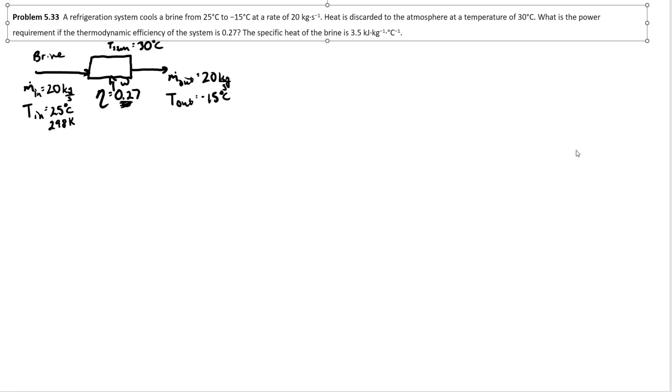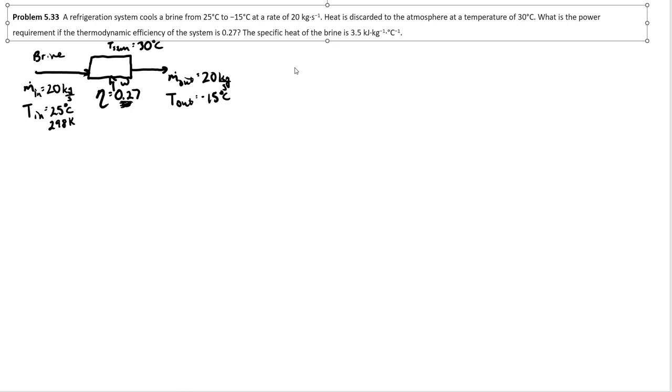This is problem 533, Smith Van Ness 8th edition. A refrigeration system cools a brine or saltwater solution from 25 degrees C to minus 15 degrees C at a rate of 20 kilograms per second. Heat is discarded to the atmosphere at a temperature of 30 degrees C. What is the power requirement if the thermodynamic efficiency of the system is 0.27 or 27%?